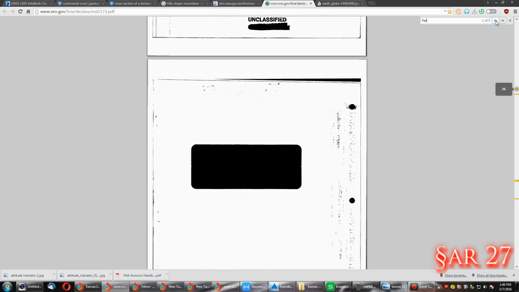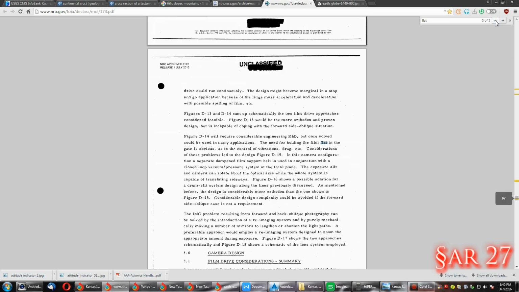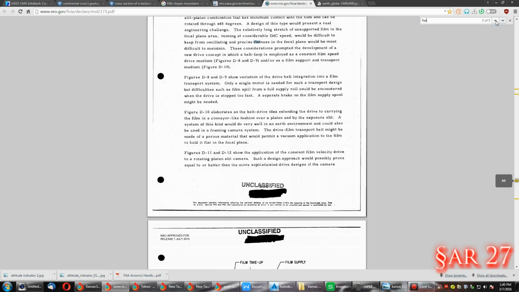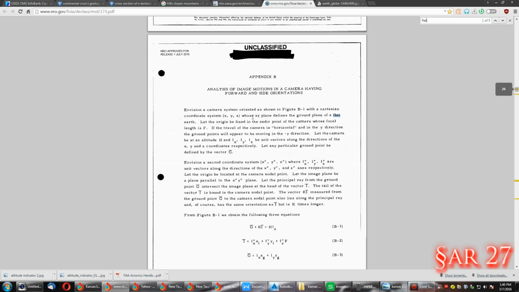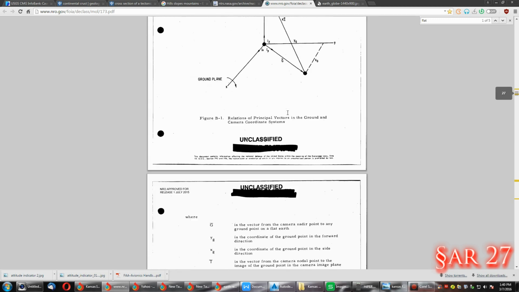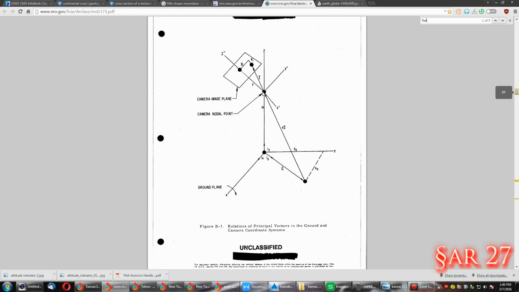I also have another document from NASA that's been unclassified, an aerospace classification. Now when we search for the word flat, you'll be surprised how many times it's in here. It's in here 5 times. Now this is actually a document for a camera on an aircraft, and it says envision a camera system oriented as shown in figure B1. B1 meaning this is where the aircraft is and this is the ground.